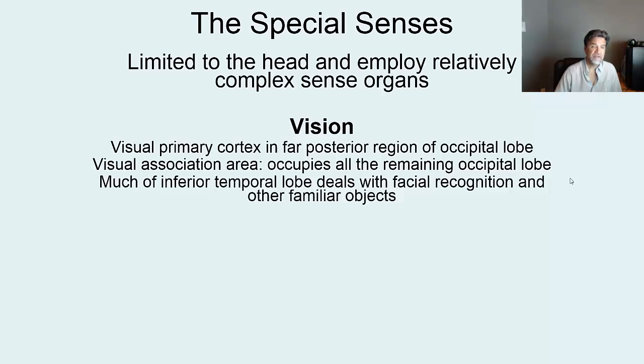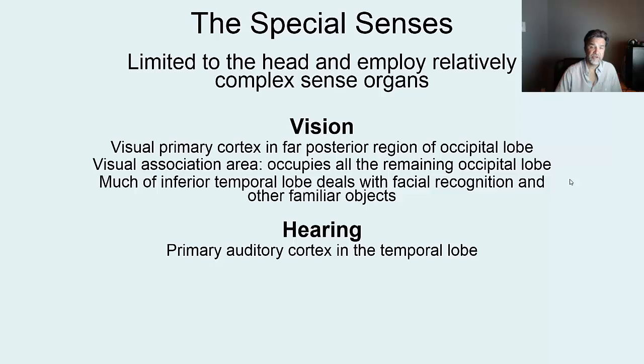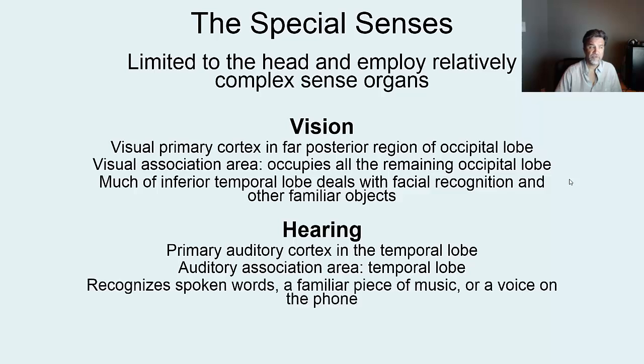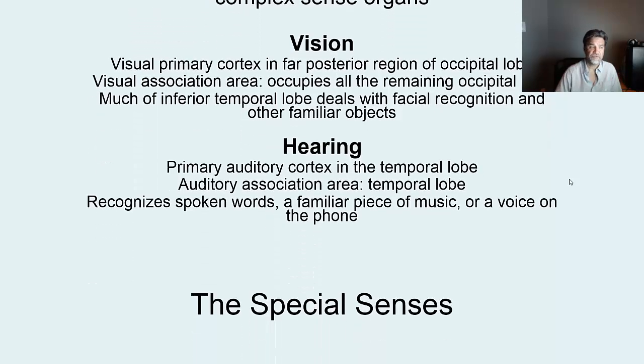Now, the visual information is pressed forward to the lower regions of the temporal lobe to deal with facial recognition and object recognition. Hearing, the hearing cortex, of course, is in the temporal lobe. The association area for the hearing information is in the temporal lobe as well. And here's where we're going to associate with particular types of music, sounds, patterns, and so forth.